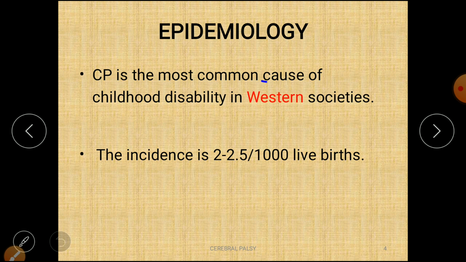Epidemiology. So CP is the most common cause of childhood disability in western societies. So the incidence is 2 to 2.5 per thousand live births. If 1000 children are born, then in 2 or 3 children CP will be present. So that is epidemiology.